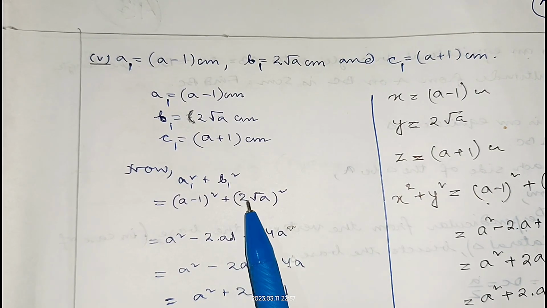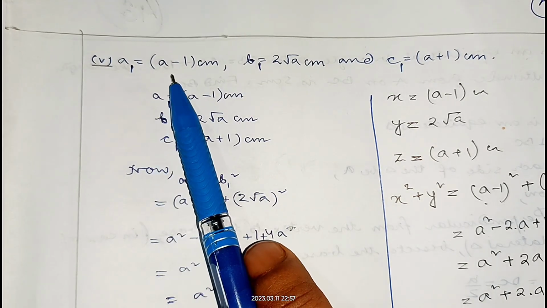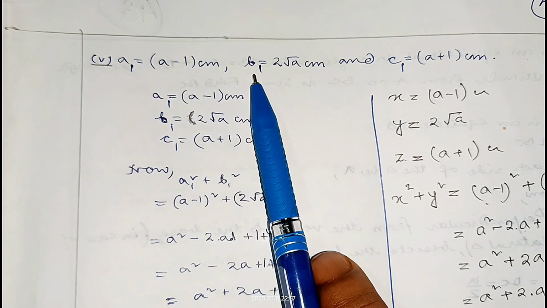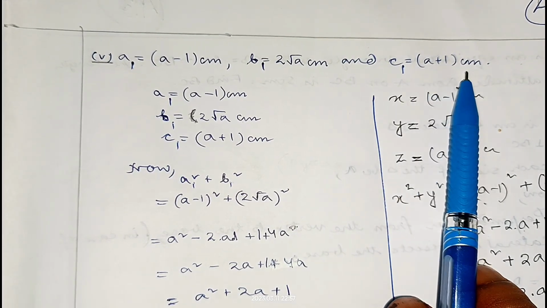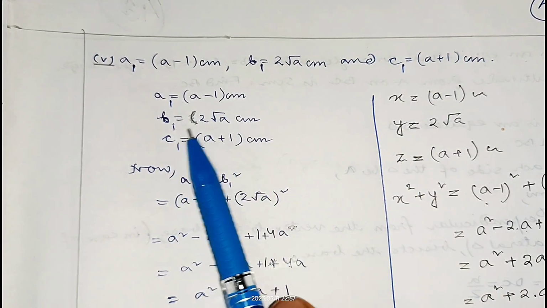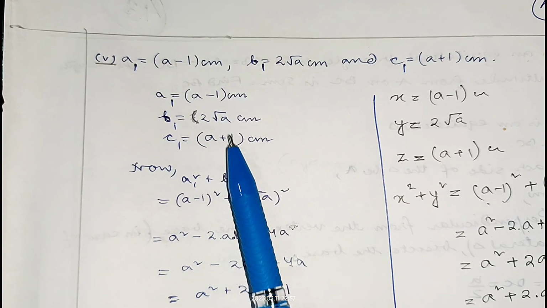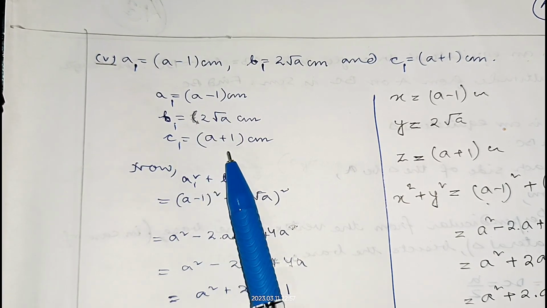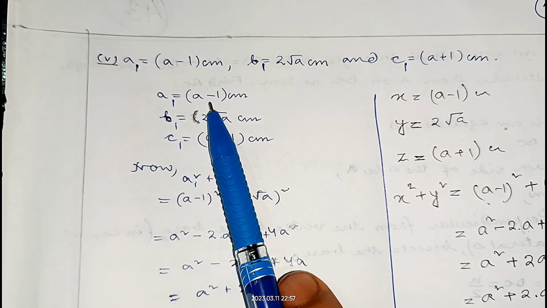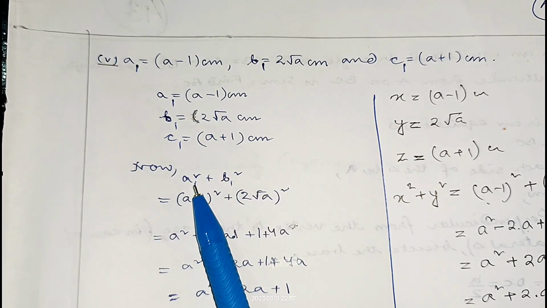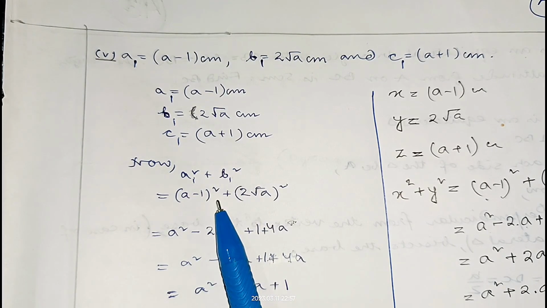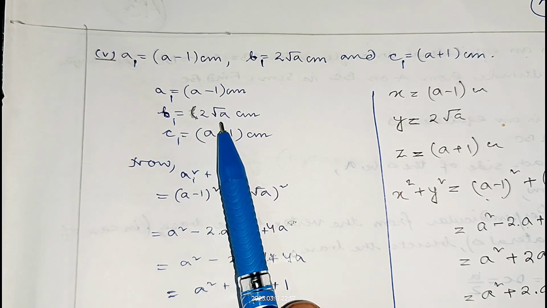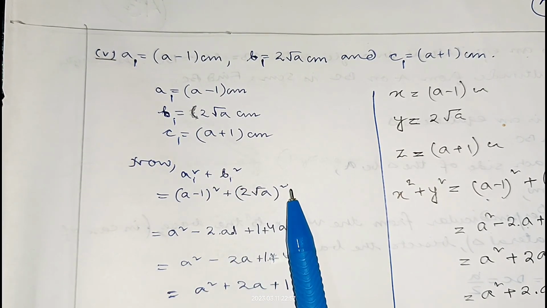In the last part of question number 1, it is given A1 is A minus 1 centimeter, B1 is 2 root over A centimeter and C1 is A plus 1 centimeter. So we got A1, B1, C1. Now out of these three, C1 is the longest side. So we will consider A1 and B1. So A1 square plus B1 square, it will be A minus 1 whole square plus B1 is 2 root over A, so 2 root over A whole square.